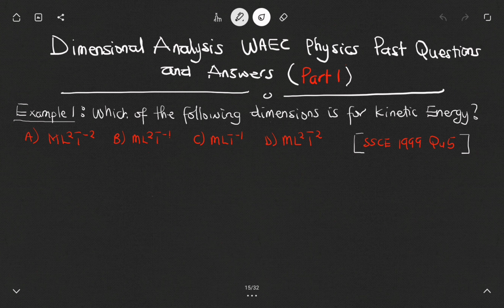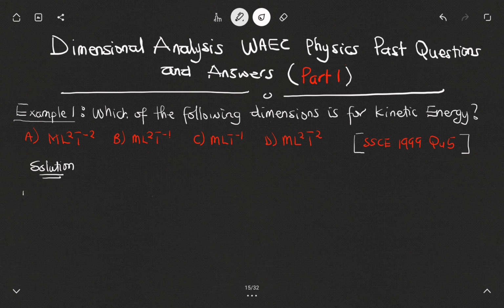So we have example number 1. This is the SSCE 1999 question number 5. Which of the following dimensions is for kinetic energy? The question is demanding we find a dimension for kinetic energy. So let's look at the solution to this problem.